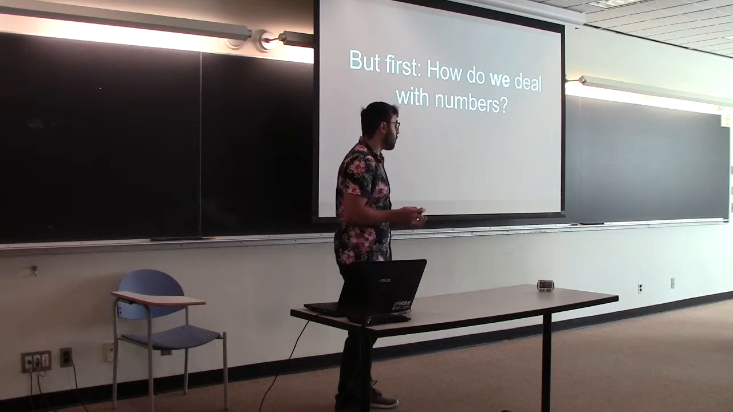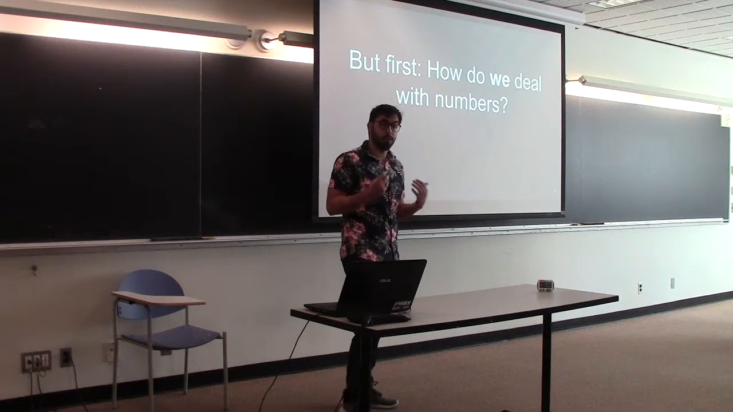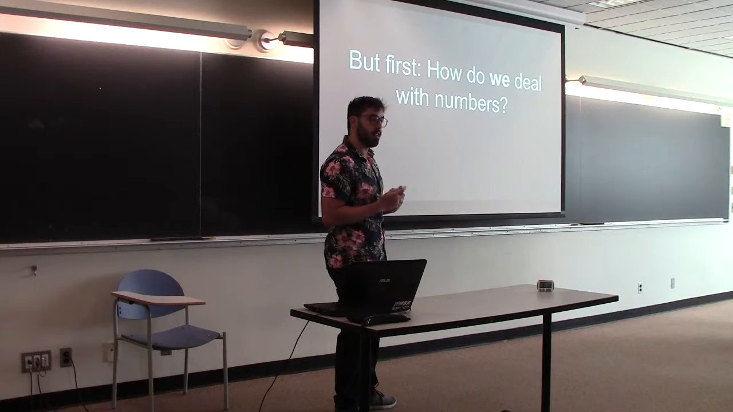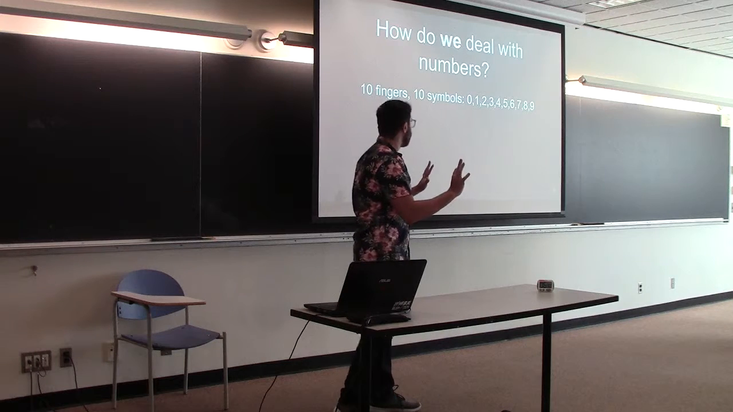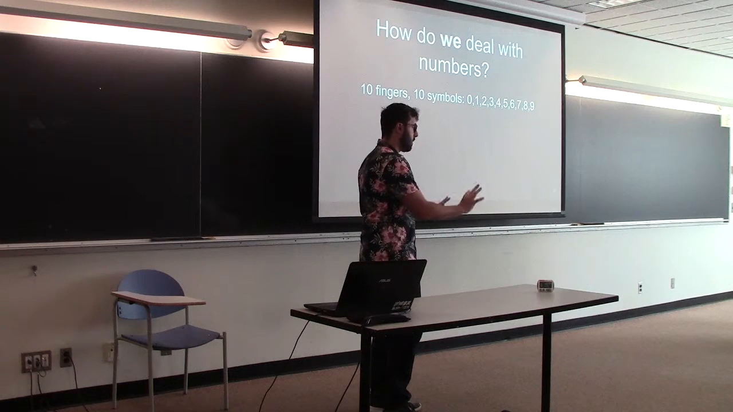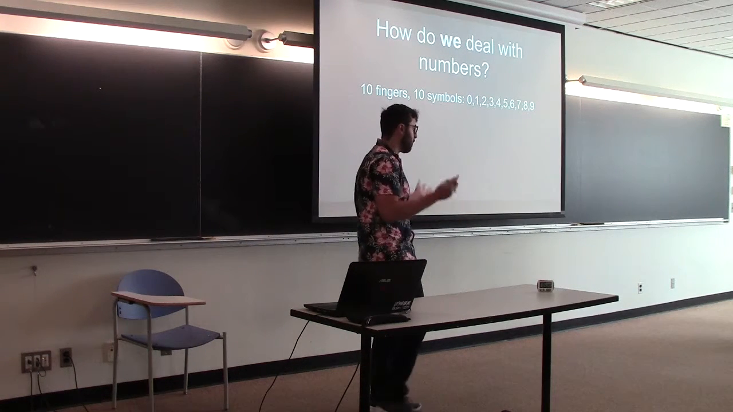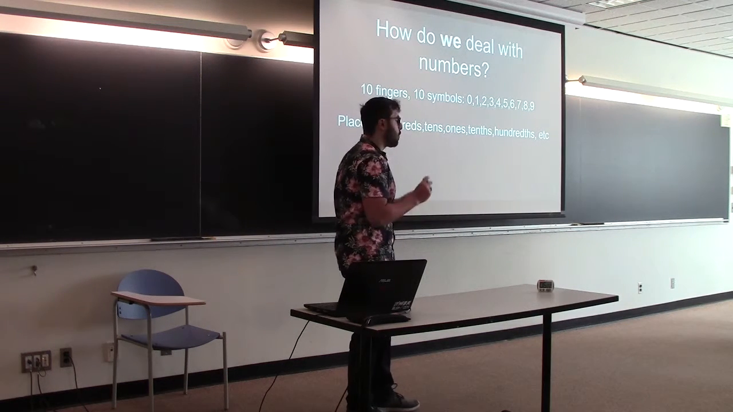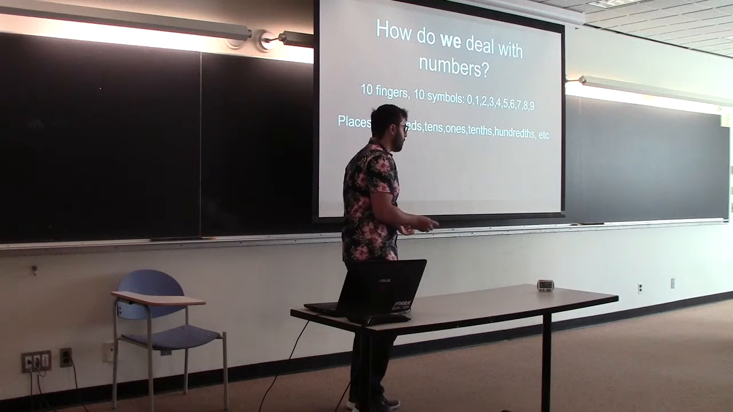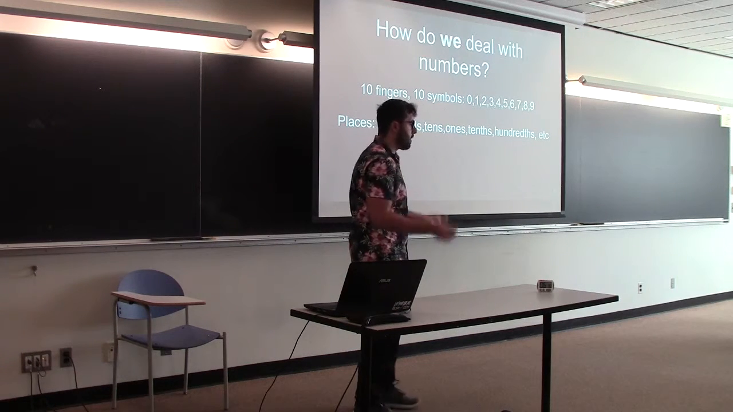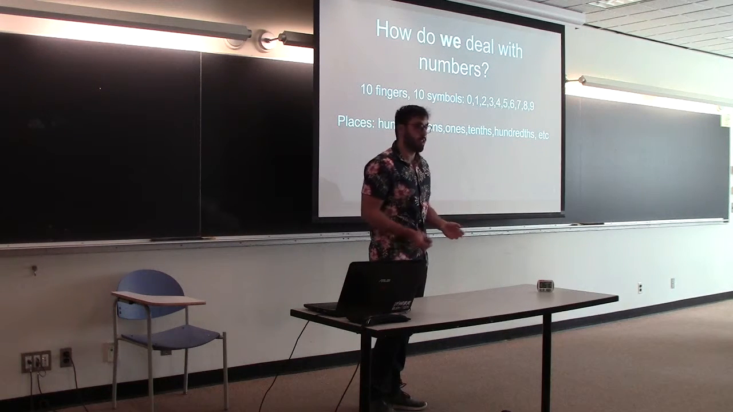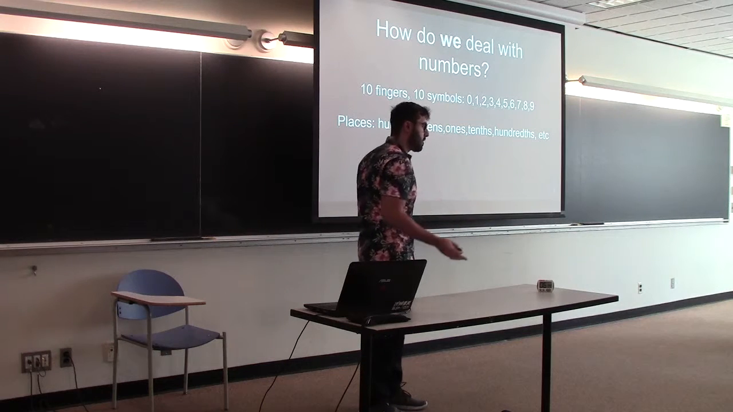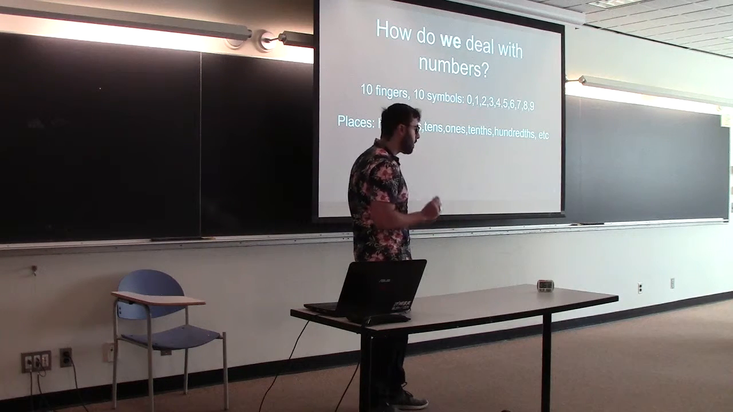To understand how computers do this, we must first understand how we deal with numbers. We have 10 fingers, and we use 10 symbols to represent them: 0, 1, 2, 3, 4, 5, 6, 7, 8, 9. And we also have places to put these numbers on. We have the hundreds place, the tens place, the ones place, and we also have places for fractions, like tenths, millionths and thousandths.